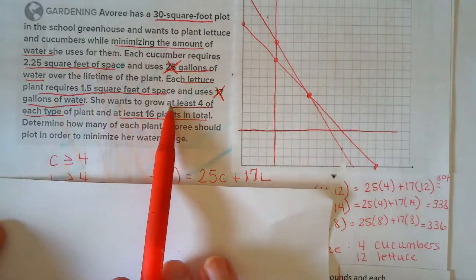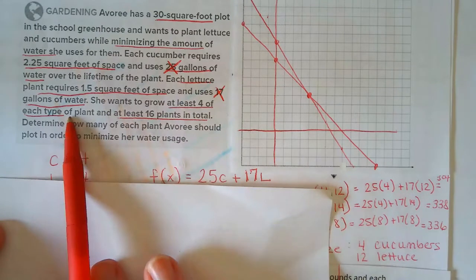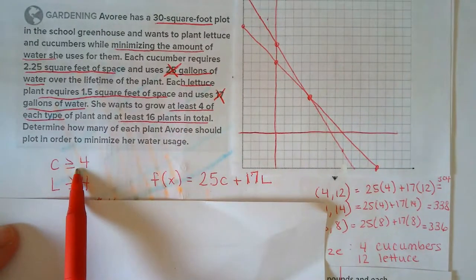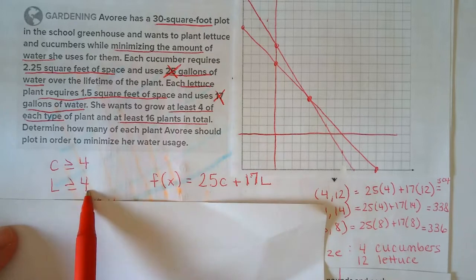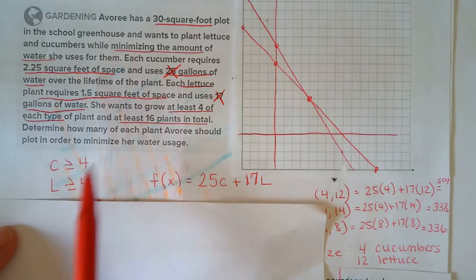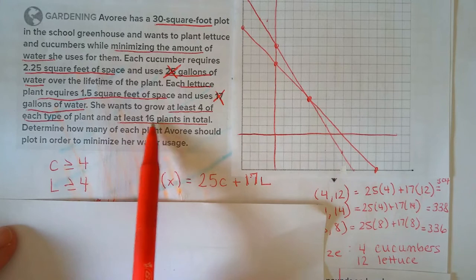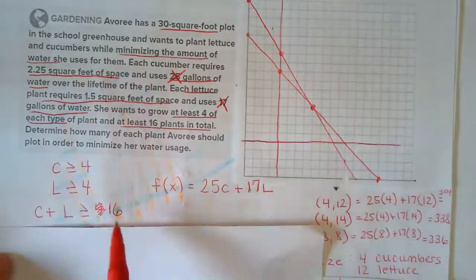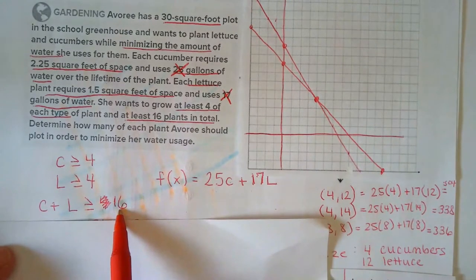Next, it says we need to grow at least 4 of each type. So that means that I would need cucumbers to be greater than or equal to 4 and my lettuce to be greater than or equal to 4. I also know that I can have at least 16 plants in total. So if I add the two together, it can be greater than or equal to 16.